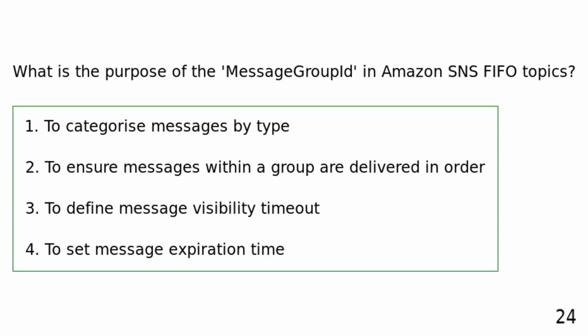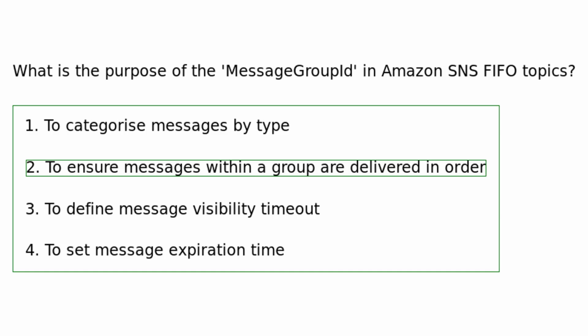What is the purpose of the message group ID in Amazon SNS FIFO topics? To categorize messages by type. To ensure messages within a group are delivered in order. To define message visibility timeout. To set message expiration time. In Amazon SNS FIFO topics, the message group ID ensures that messages within the same group are delivered to subscribers in the exact order they were published.